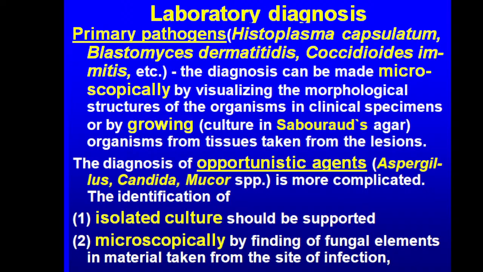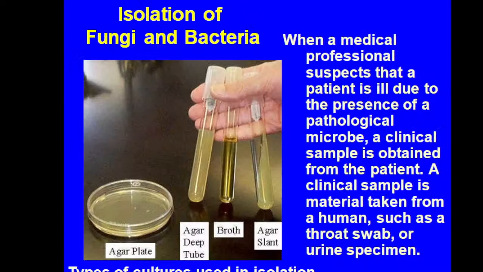Then the diagnosis of opportunistic agents like aspergillosis, candida, mucor usually is more complicated, and we have to perform culture isolation, and we have to perform microscopic examination to find the fungal elements in material. So usually we also may use PCR or immunological tests for species identification of these fungi.